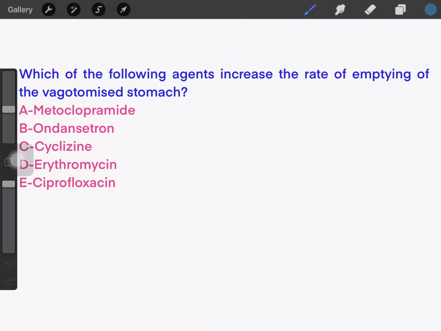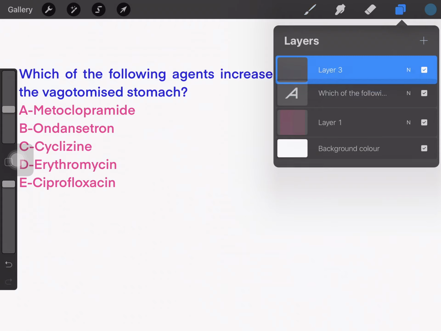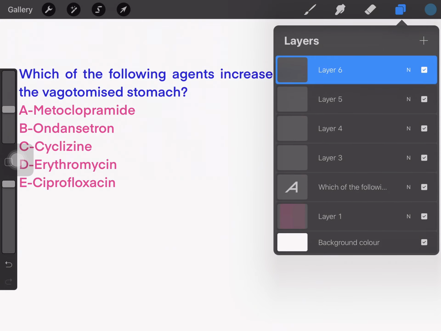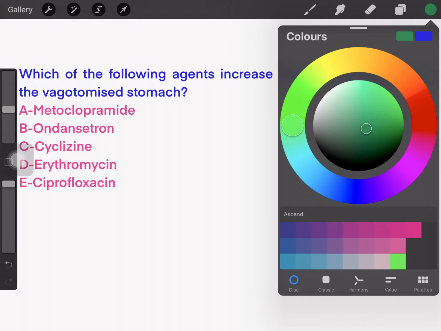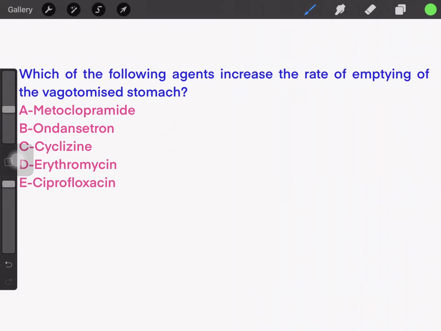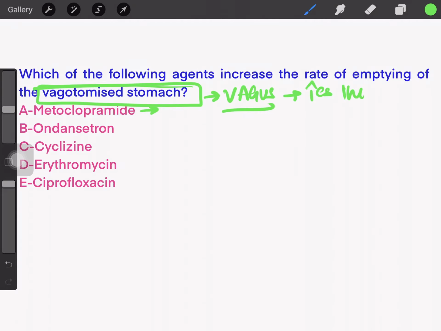The next question is, which of the following agents increase the rate of emptying of a vagotomized stomach? Now this is again a good question. I am not very thorough with GI, but yeah, I'll try to answer some of the questions. The important part of this is vagotomized. What does vagus do? First you have to know. Vagus supplies the stomach and is prokinetic, increases the gastric motility.